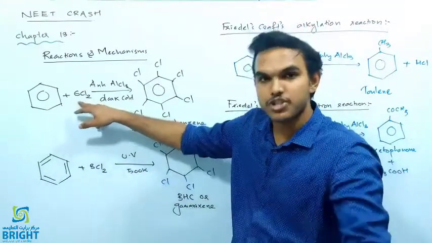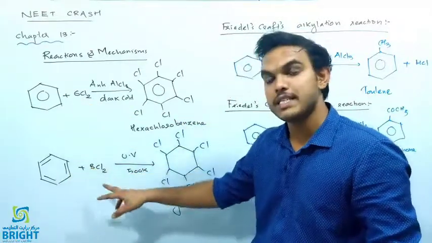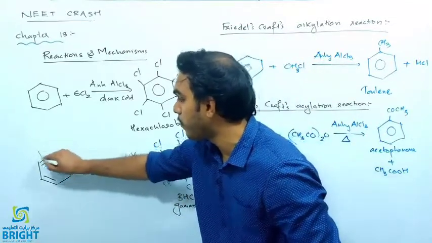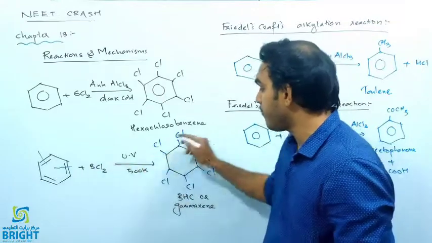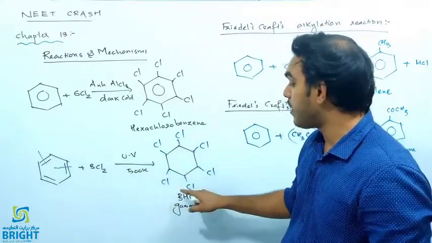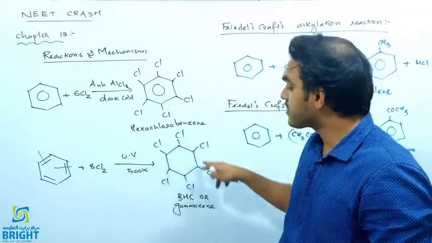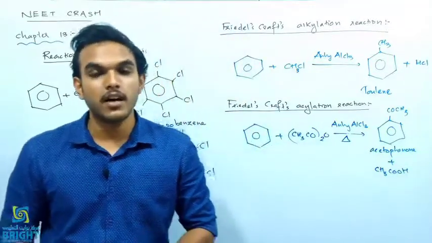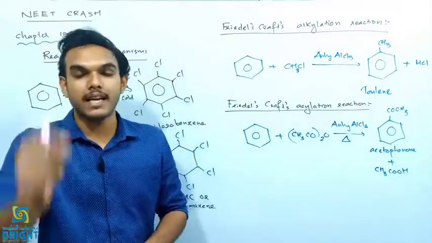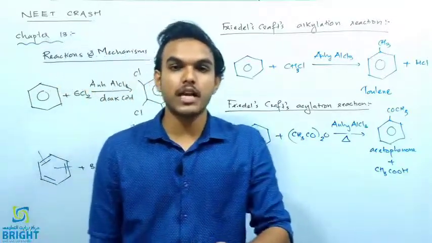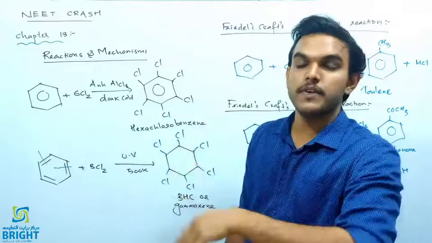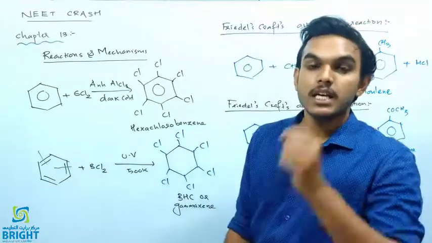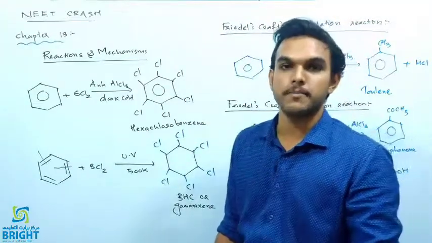See here, if benzene reacts with 3Cl2 in the presence of UV, all the double bonds will break. We already know this addition reaction, all the double bonds will break, and 6 chlorines will be added at all the bonds. So it will become benzene hexachloride. Benzene hexachloride is also known as gamaxene. Is that clear? So if it reacts with 6Cl2 in the presence of anhydrous AlCl3, it will become hexachlorobenzene. If it reacts with 3Cl2 in the presence of UV, it is an addition reaction, and it will become BHC, that is benzene hexachloride or gamaxene.